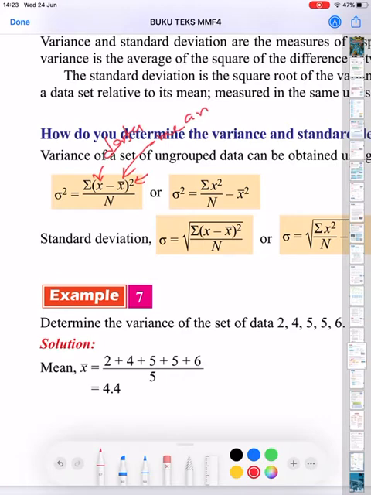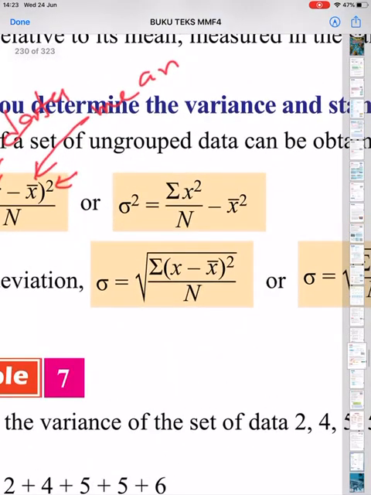Here is another formula for variance, which I usually prefer to use. Take the sum of the squares of all the data, divide by the sample size, then minus the mean squared.